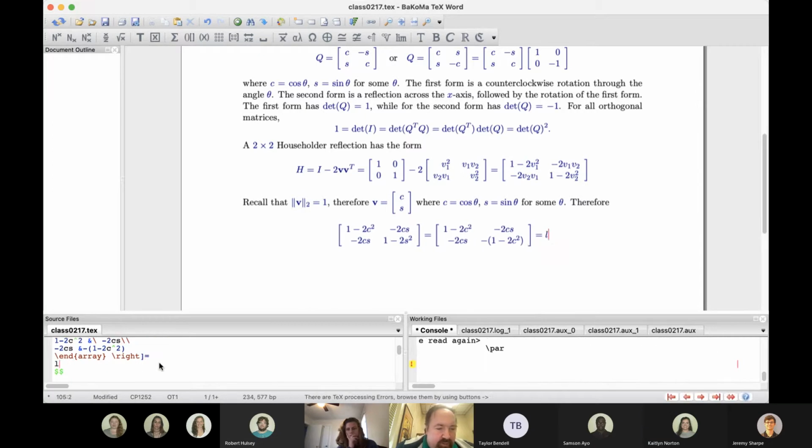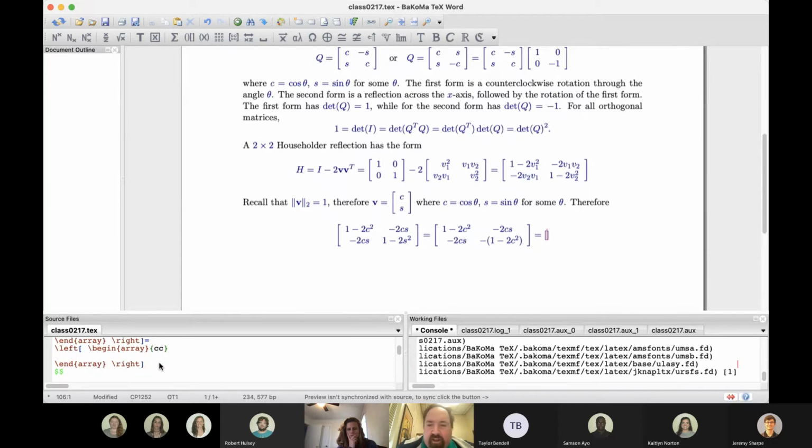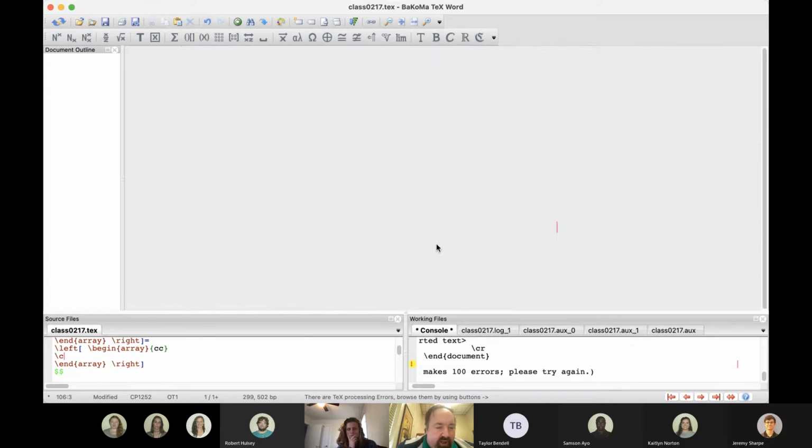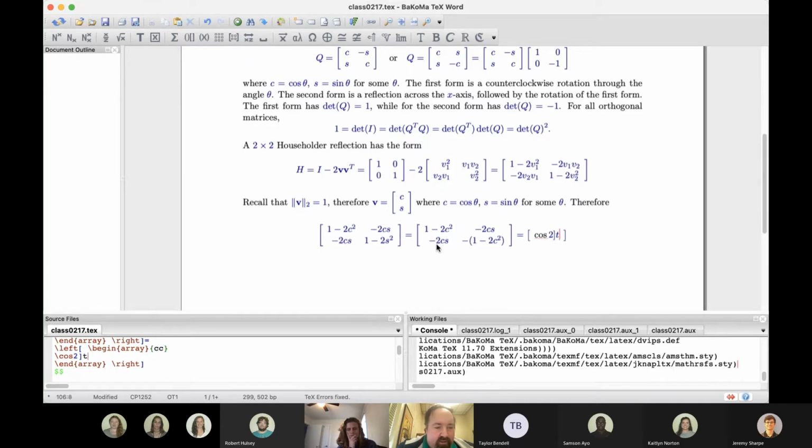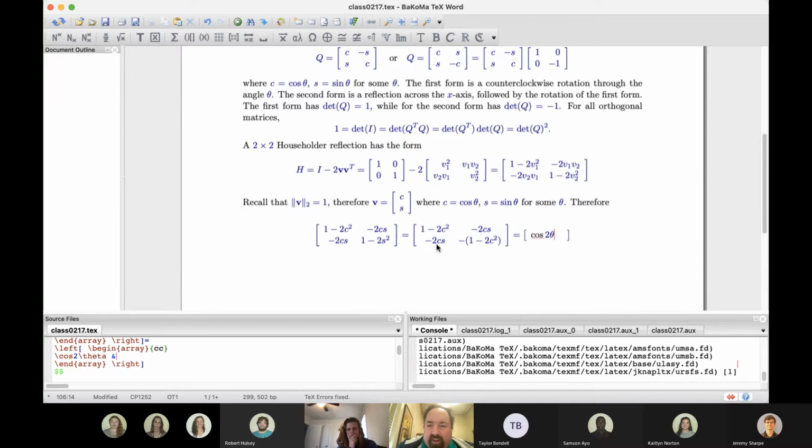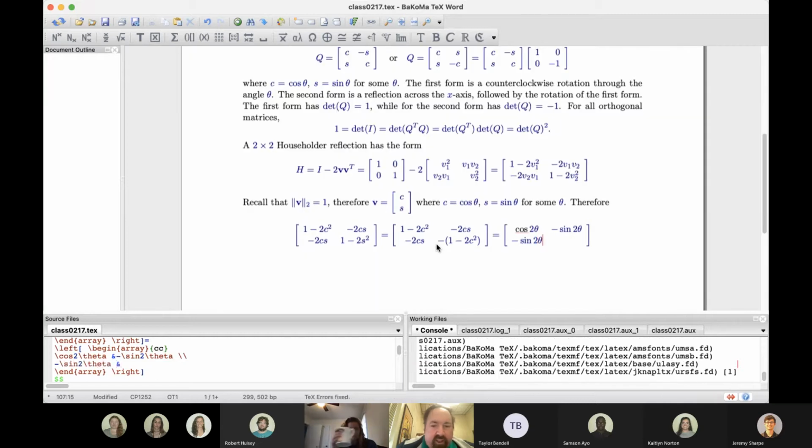All right, so if I write it out that way, then in the 1, 1 spot, we have cosine of 2 theta. And then I have minus sine 2 theta. And then minus sine 2 theta here. And then minus cosine 2 theta.